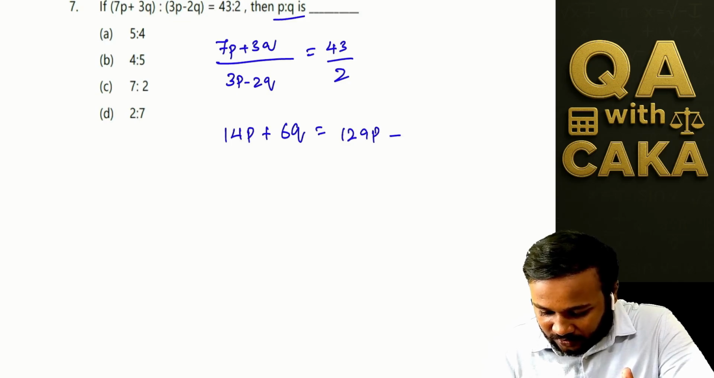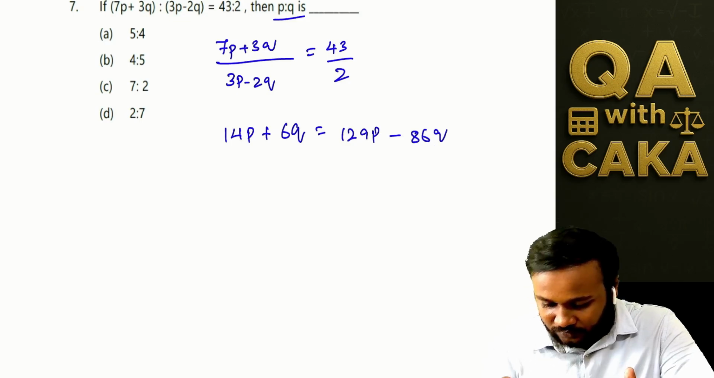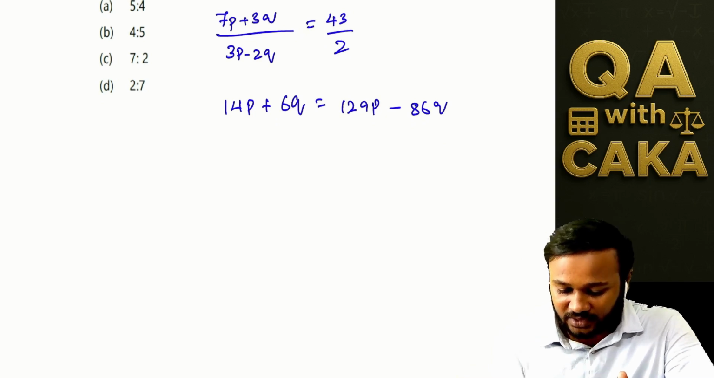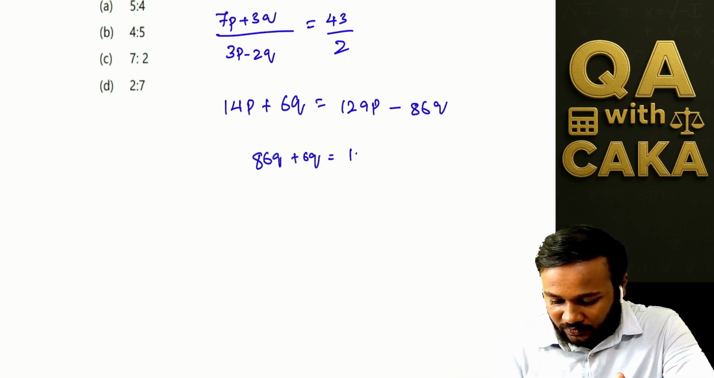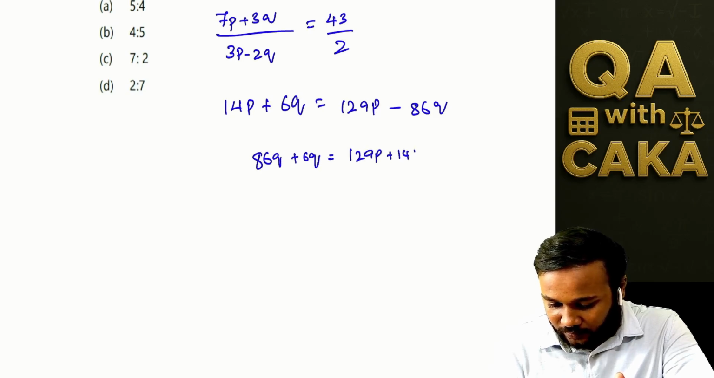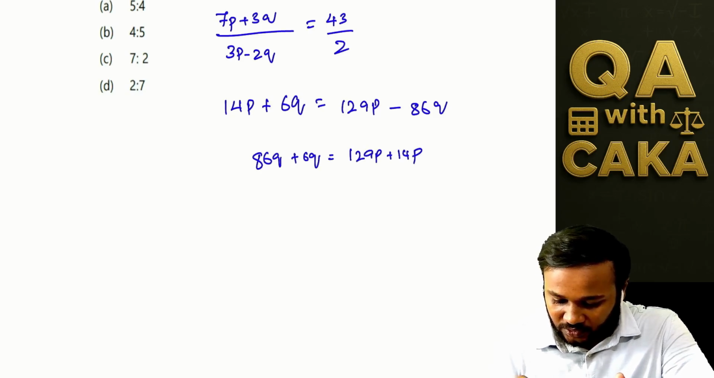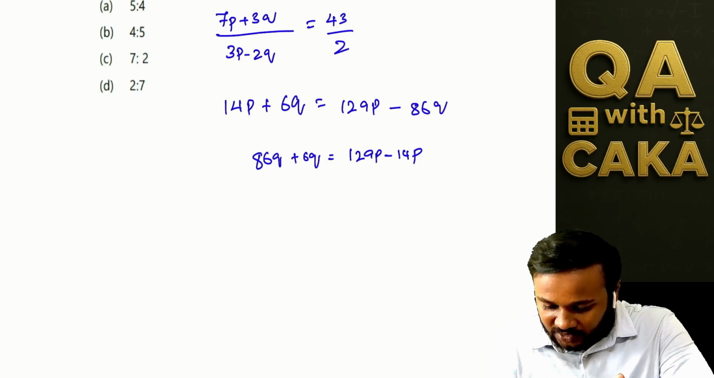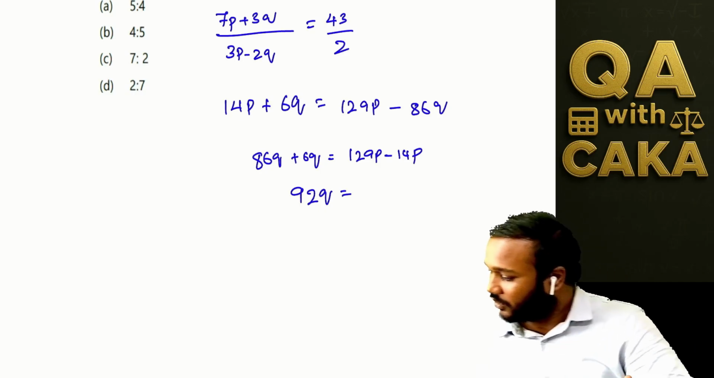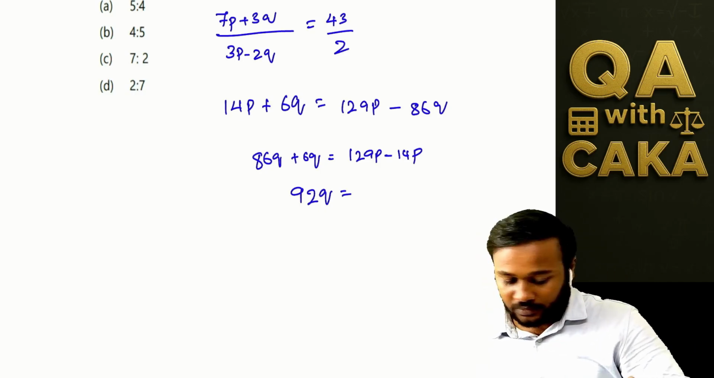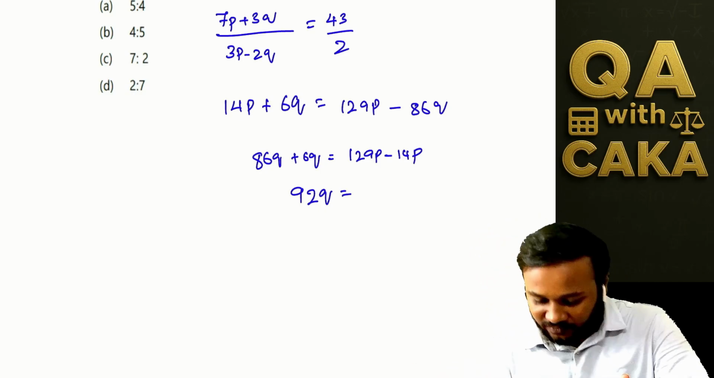129P minus 86Q. I'm sending the negatives to the other side. So 86Q plus 6Q is equal to 129P minus 14P. Now if you solve this, so this is minus, not plus, minus 14P. So 86 plus 6, 92Q is equal to 129 minus 14, this is 115P.